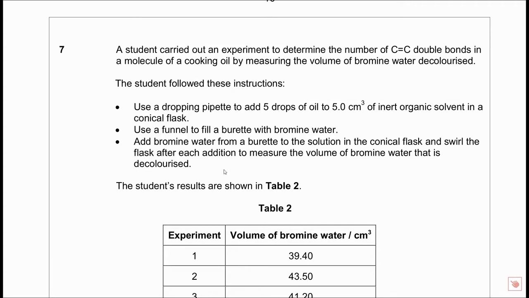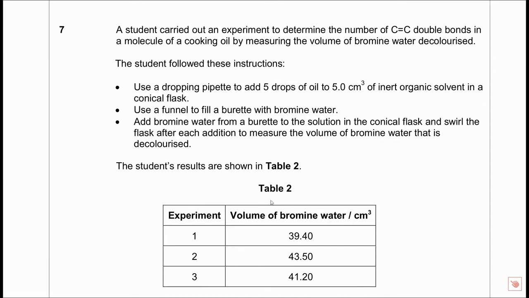The student followed these instructions. Use a dropping pipette to add 5 drops of oil to 5 cm³ of inert organic solvent in a conical flask. Use a funnel to fill a burette with bromine water. Add bromine water from the burette to the solution in the conical flask, swirling the flask at each addition, to measure the volume of bromine water that is decolorized. The student's results are shown in Table 2.